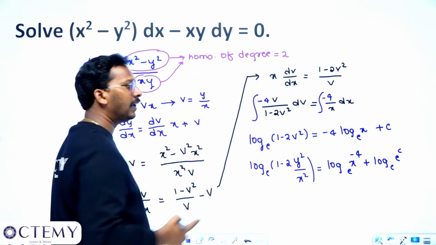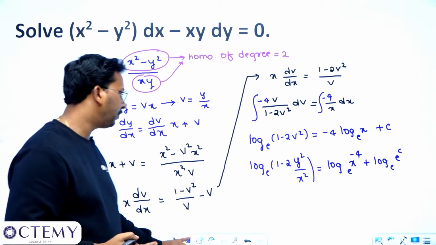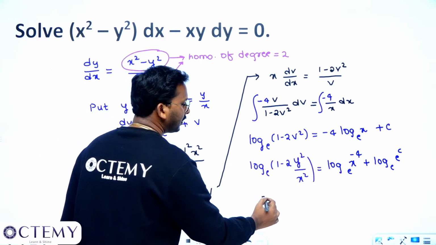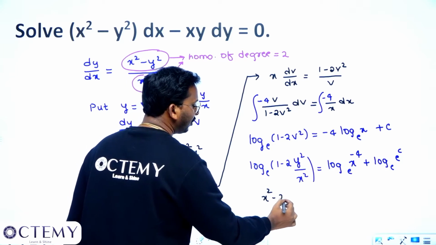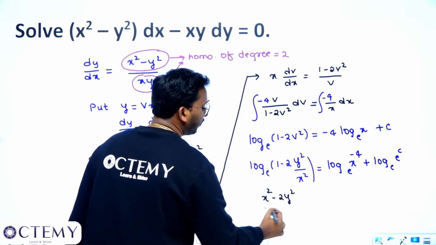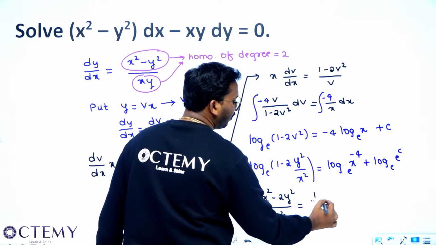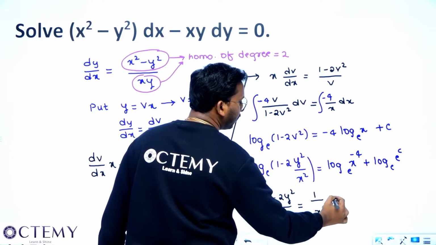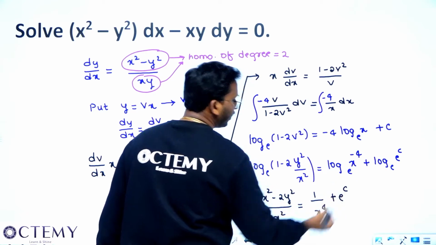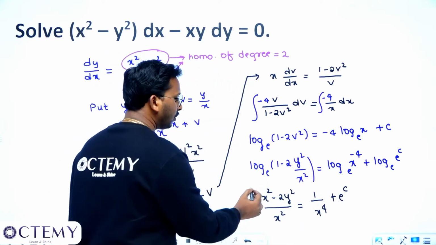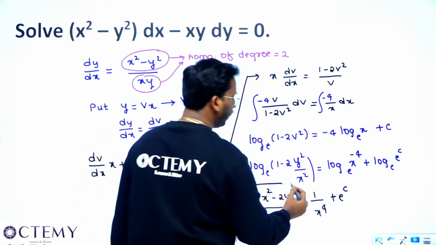Now I can entirely eliminate the log. So if I eliminate the log, this is what we'll get as the answer. This will become x square minus 2y square divided by x square is equal to 1 by x power 4 plus e power c, where e power c is a constant. Right? Now if you take LCM, then you will get the answer, or you can stop it here also. This will be the solution.